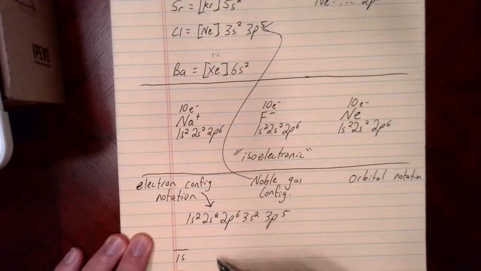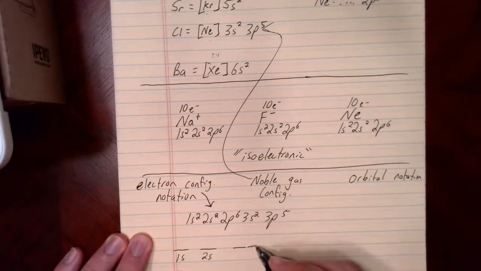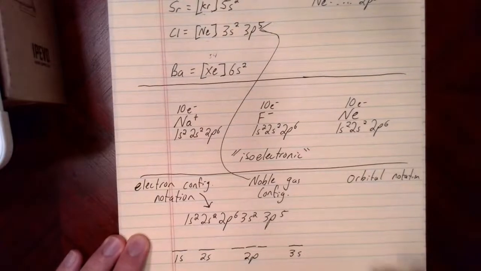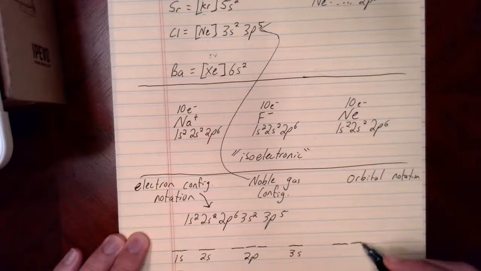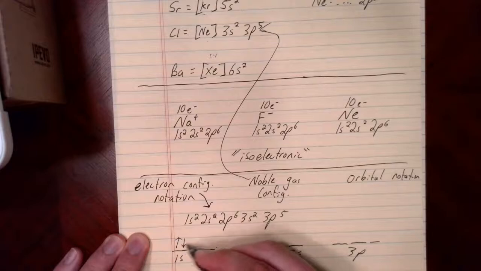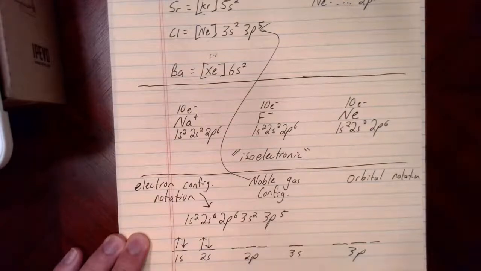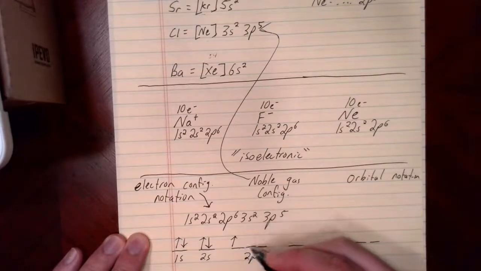1s has one orbital. 2s has two orbitals. 2p has three orbitals. 3s has one orbital. 3p has three orbitals. Then I fill in with electrons. 1s has two. 2s has two. So 2p has 6 here.